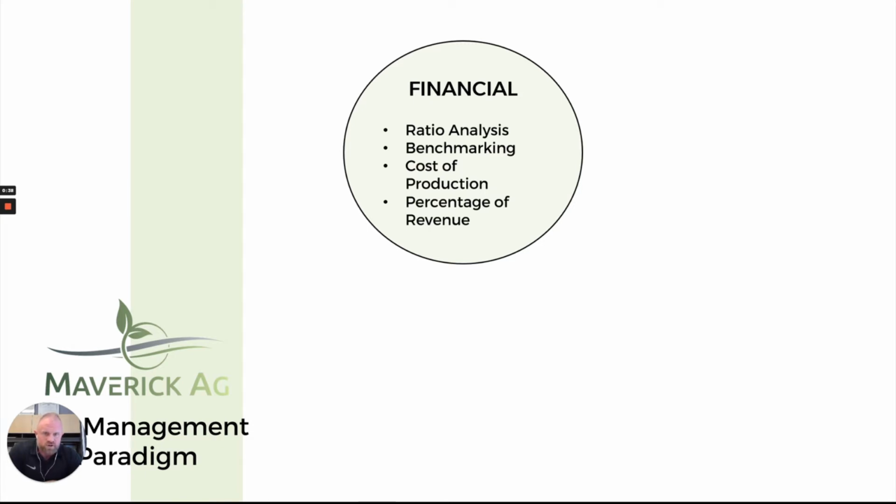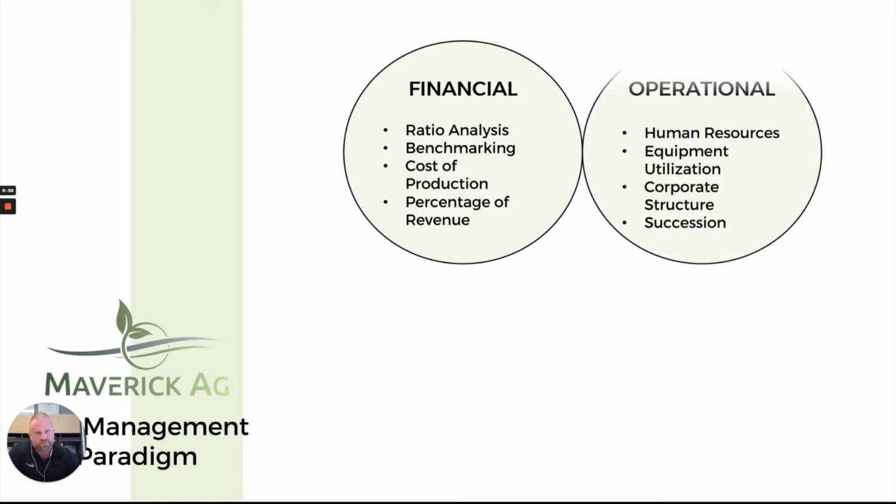Do we know the true cost of production, which then identifies the amount of risk that we have each year? And percentage of revenue. Are your expense areas consistent based on percentage of revenue with other farms of your size?